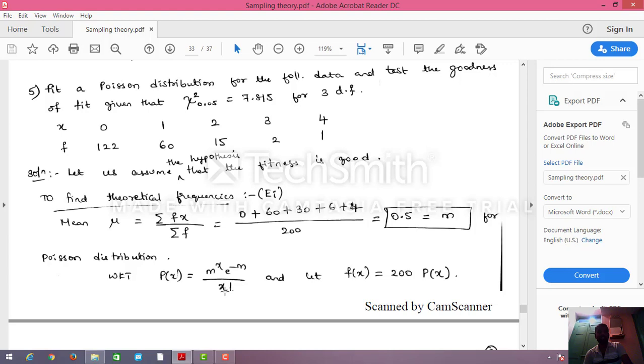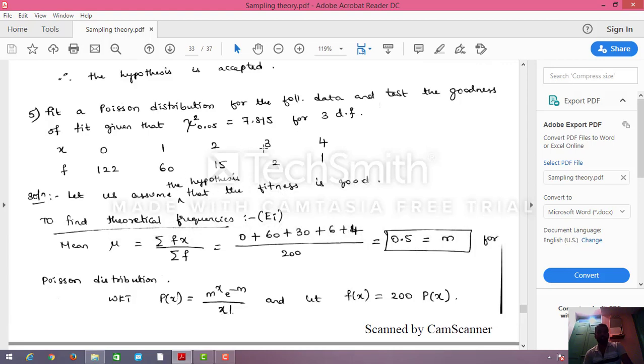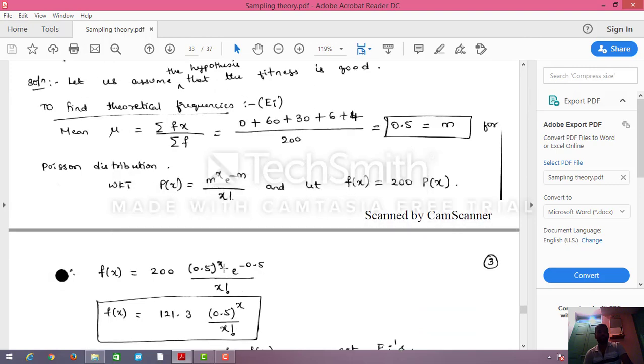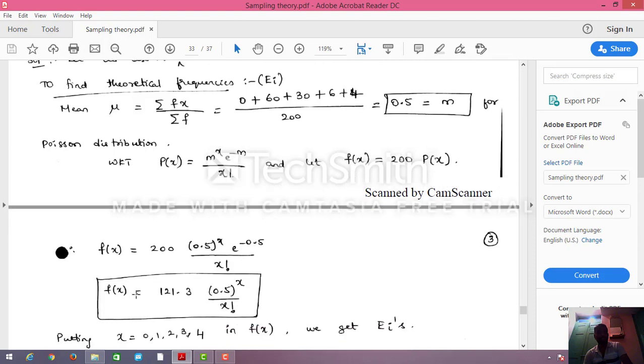For how many are we doing this? For 200. The sum should be 200. F of x equal to 200 into p of x. Now what will I do? So f of x equal to 200 into p of x is: m power x, that is 0.5 whole power x, into e power minus 0.5, divided by x factorial. Now if you simplify this, f of x equal to 121.3 e power minus 0.5, into 200, is 121.3 into 0.5 whole power x divided by x factorial.